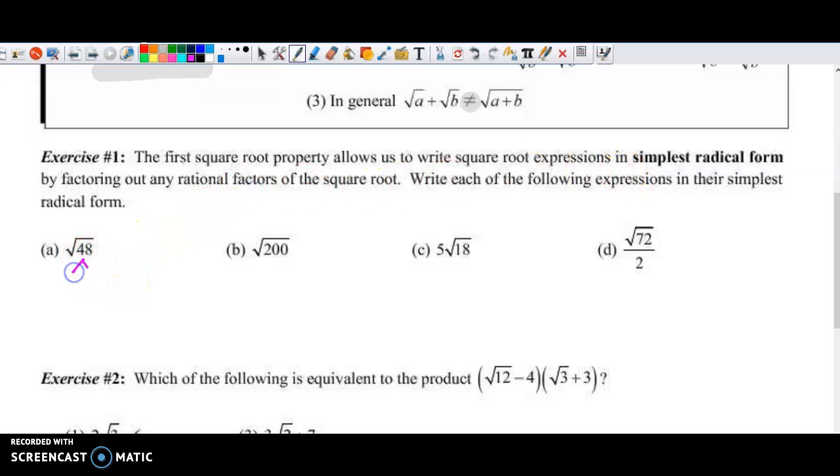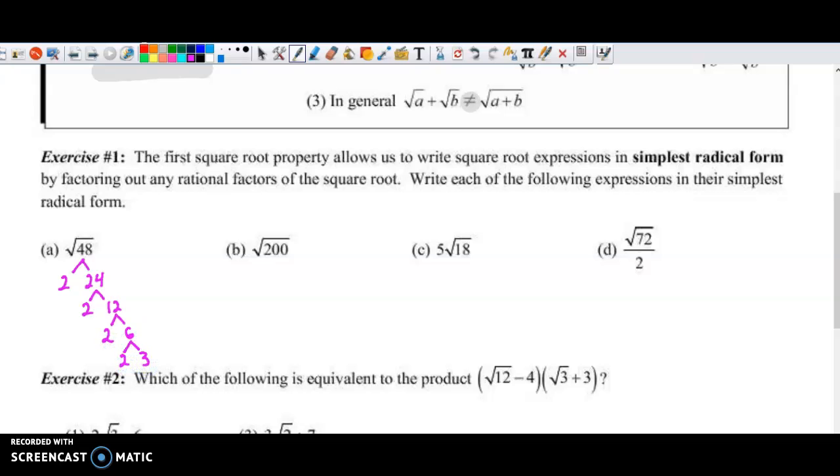And that's through the use of factor trees. For instance, we could break up 48 as 2 times 24. And we can break up 24 as 2 and 12. We can break up 12 as 2 and 6. And we can break up 6 as 2 and 3.